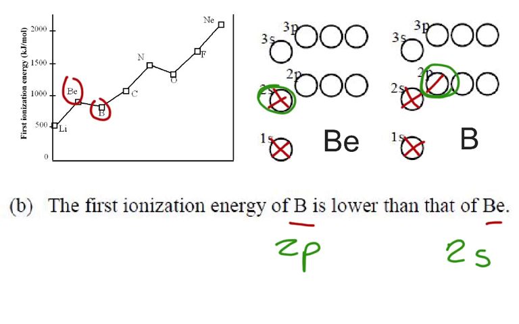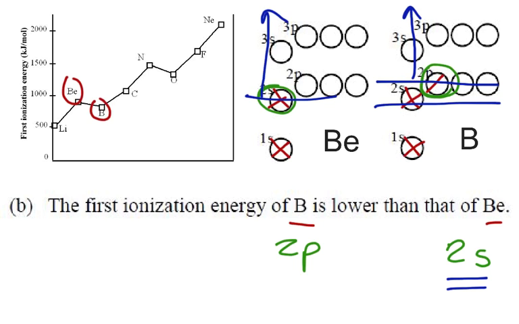And because the 2p orbital is a little bit higher energy than the 2s orbital, it's a little bit easier to remove that electron than it would be from a 2s orbital. So that's the big idea. So we get 1 point for saying that we realize that the beryllium electron is coming from the 2s, boron's from 2p, and that since the 2p orbital is higher energy than the 2s, it's a little bit easier to remove the electron.